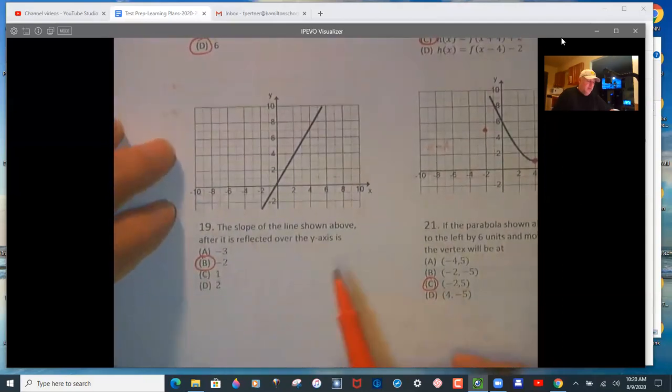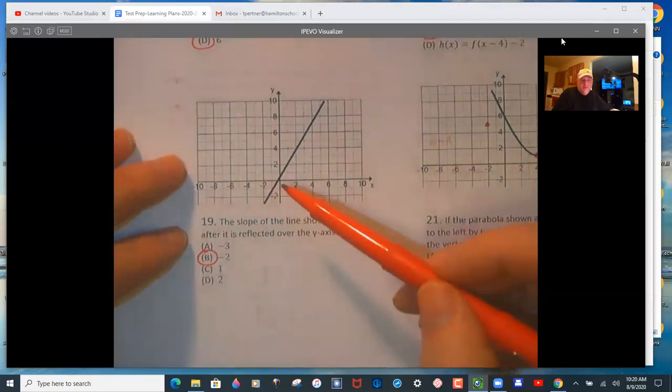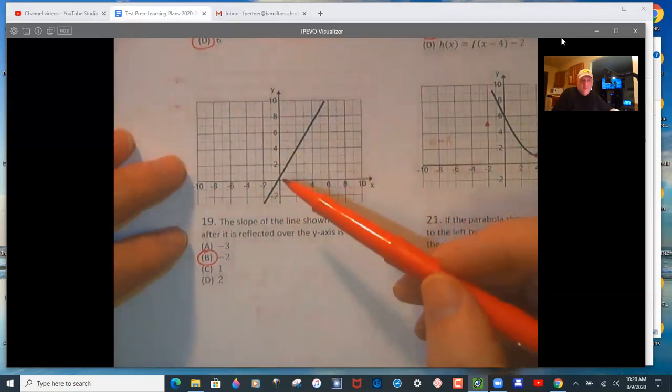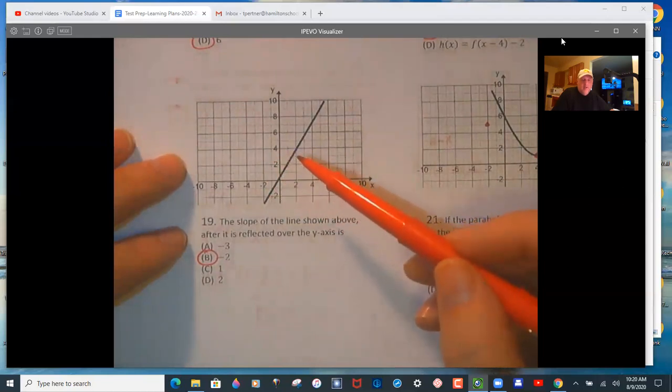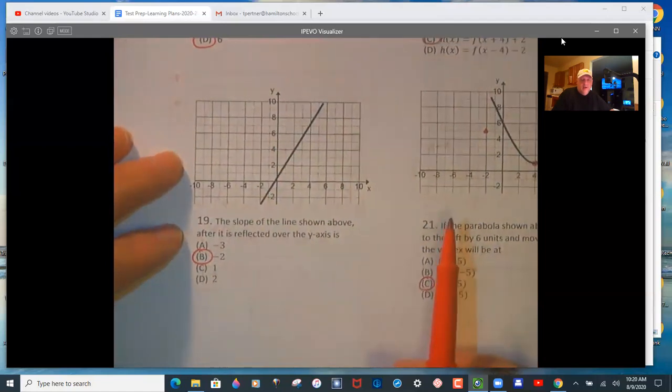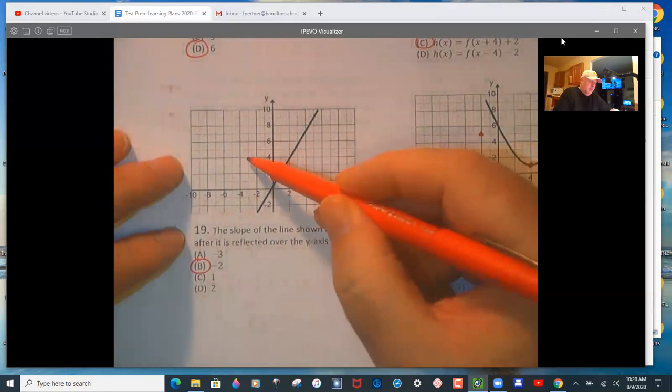19, the slope of the line after it's reflected over the y-axis is what? So if this is 2, I guess kind of up 4 and right 2, the slope is 2. If you reflect it across the y-axis, you're going to go up 4 and left 2, which makes it negative 2.